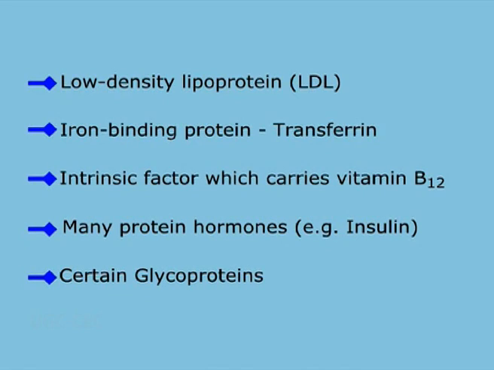In general, eukaryotic cells internalize cholesterol or triglyceride-containing particles called low density lipoprotein, which is called LDL, the iron-binding protein transferrin, intrinsic factor which carries vitamin B12, many protein hormones, as for example insulin, and certain glycoproteins by this process.